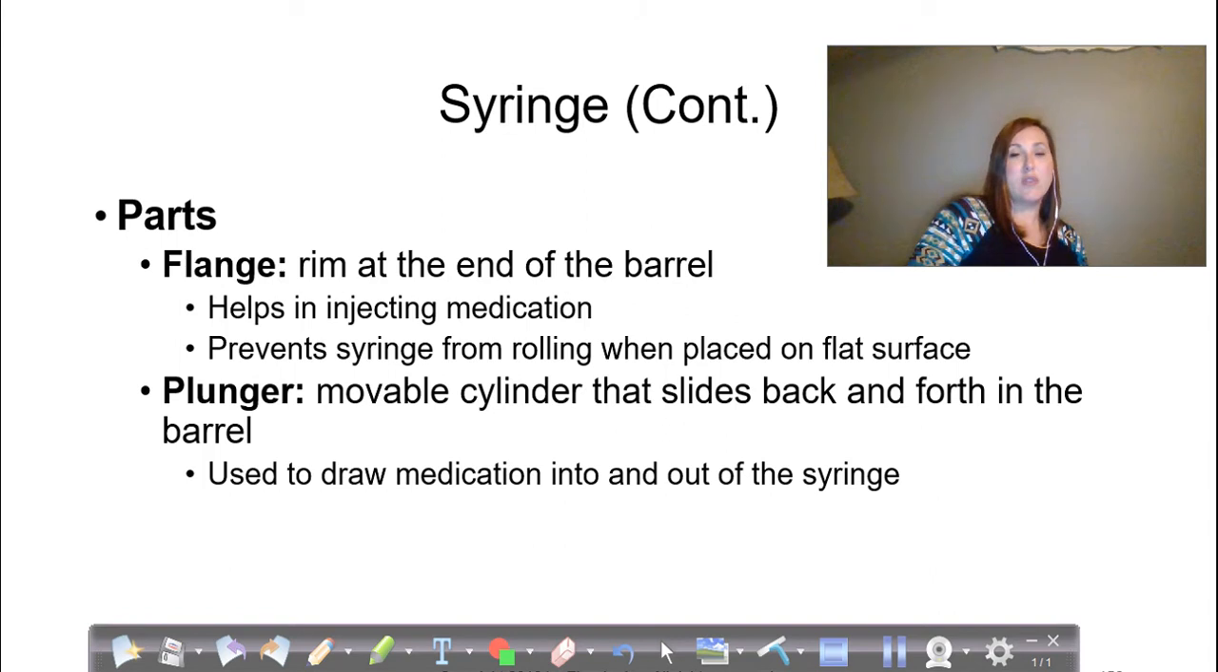The flange, that's the rim at the end of the barrel. That's what helps you hold on to the syringe and inject the medication. And it helps keep the syringe from rolling around when it's placed on a flat surface. The plunger, that's of course what you use to draw the medication in and out of the syringe. You push the plunger to inject the medication into the patient.